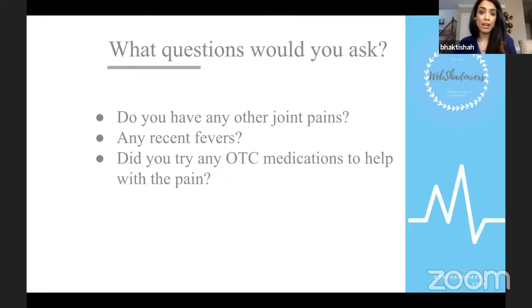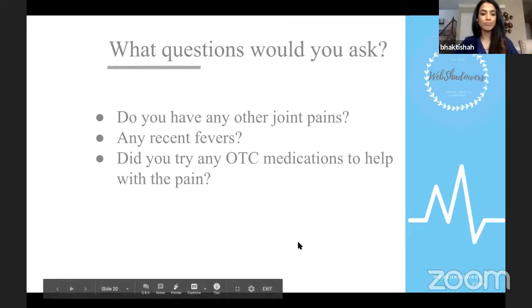And did you try any over-the-counter medications to help? Did you try taking a Motrin or Tylenol or an Advil? Did you have any relief? Why is that important? Because if there's any type of joint inflammation, you would hope that an anti-inflammatory can also help reduce some of those symptoms.